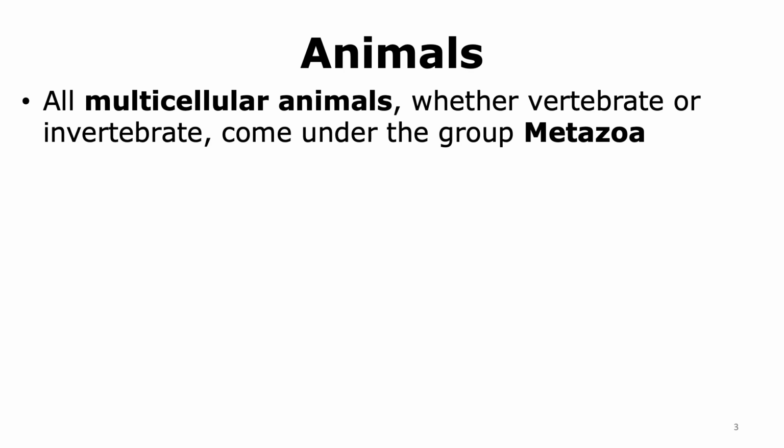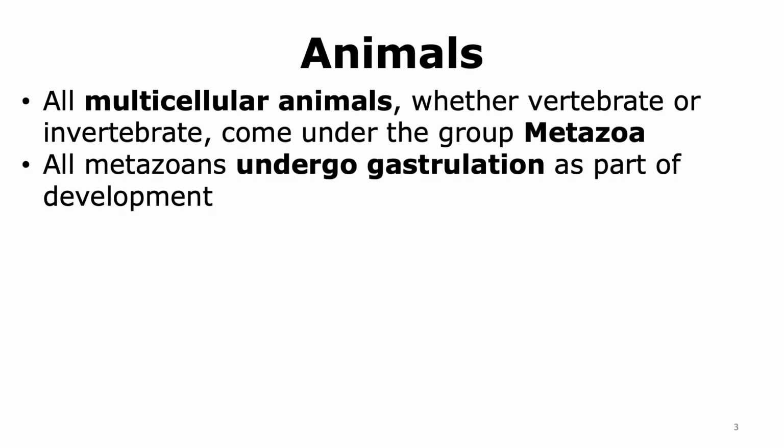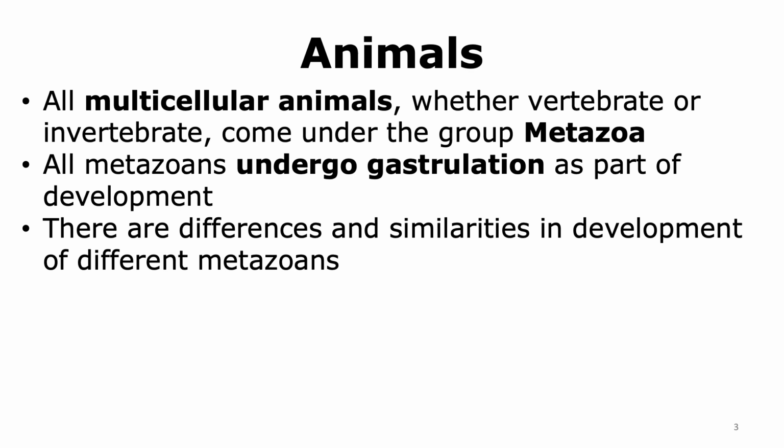Now, before we actually look into specific developmental patterns in snails, let's just look at general developmental patterns in animals. All multicellular animals, whether they are vertebrates or invertebrates, come under the group of metazoa. All metazoans, which basically means all animals, undergo gastrulation as part of their development. We normally do not observe gastrulation in plants, for example. There are differences and similarities in the development of different metazoans.